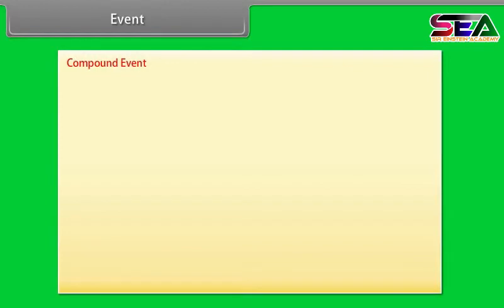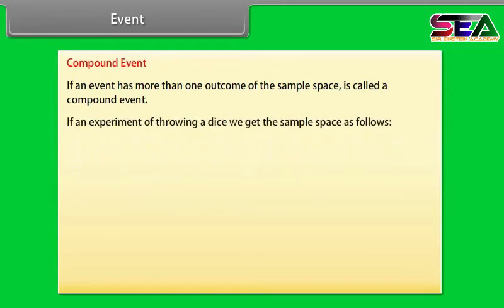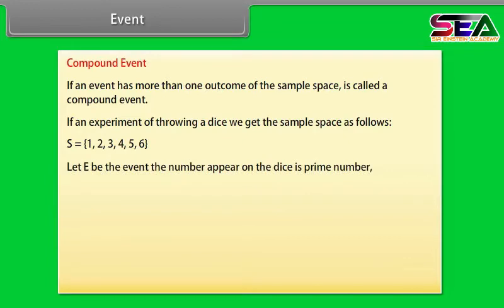Compound event. If an event has more than one outcome of the sample space, it is called a compound event. To understand it, let's take an example. In an experiment of throwing a dice, we get the sample space as follows. S is equal to 1, 2, 3, 4, 5, 6. Let E be the event that the number appearing on the dice is a prime number. Thus, the event E is equal to 2, 3, 5. It is a compound event.